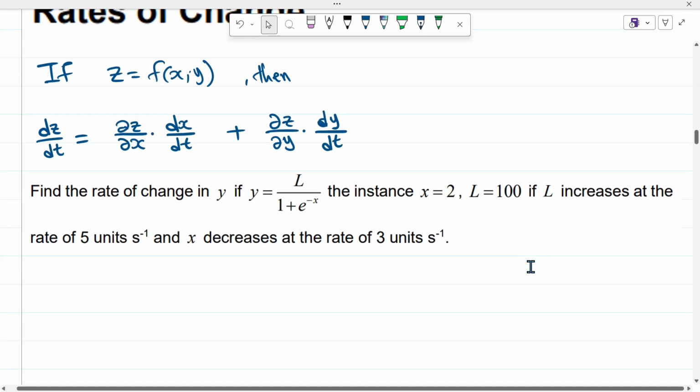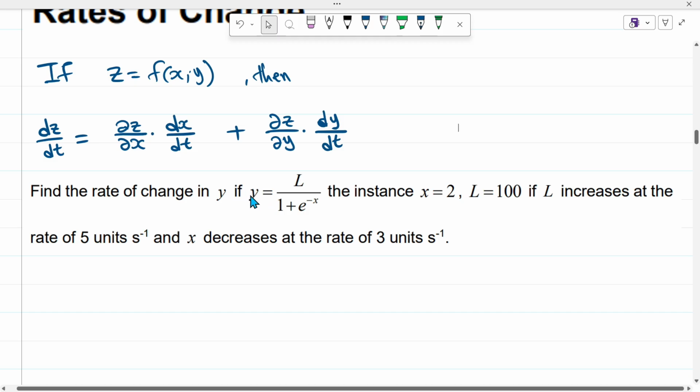Okay, here's going to be our first example. They say find the rate of change in y if y equals L divided by 1 plus e to the power negative x. So you're told that you should find the rate of change. So you should know that you should manipulate your formula, and then it ends up looking like that, and then you just substitute. So let's go.